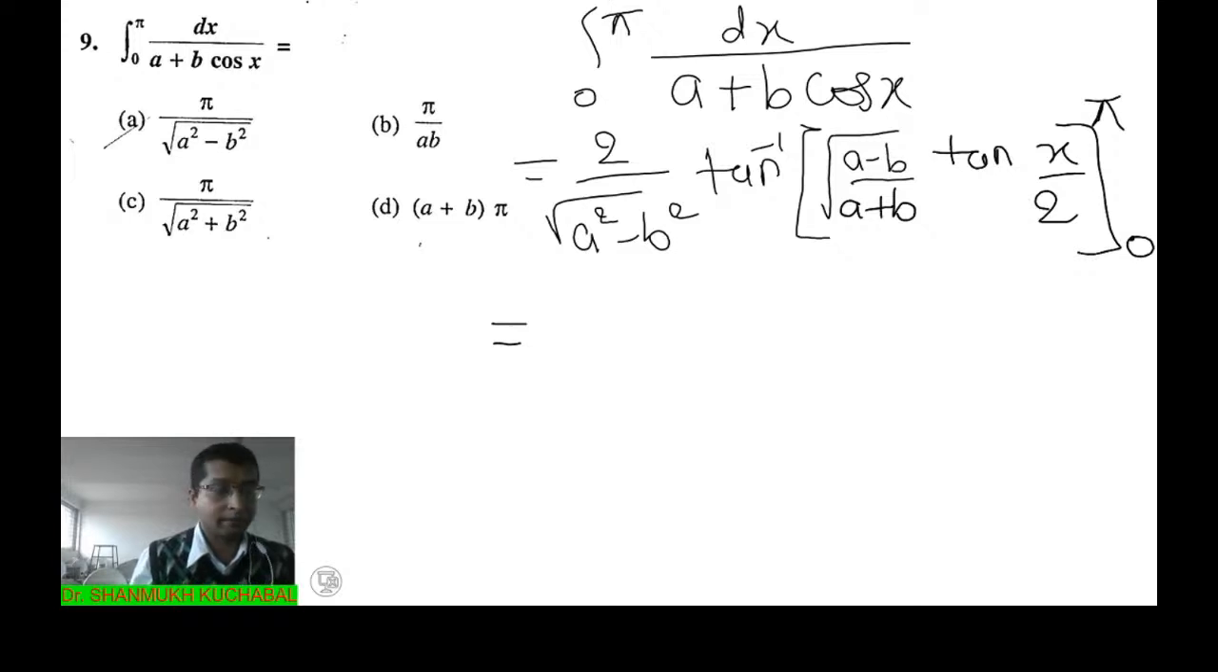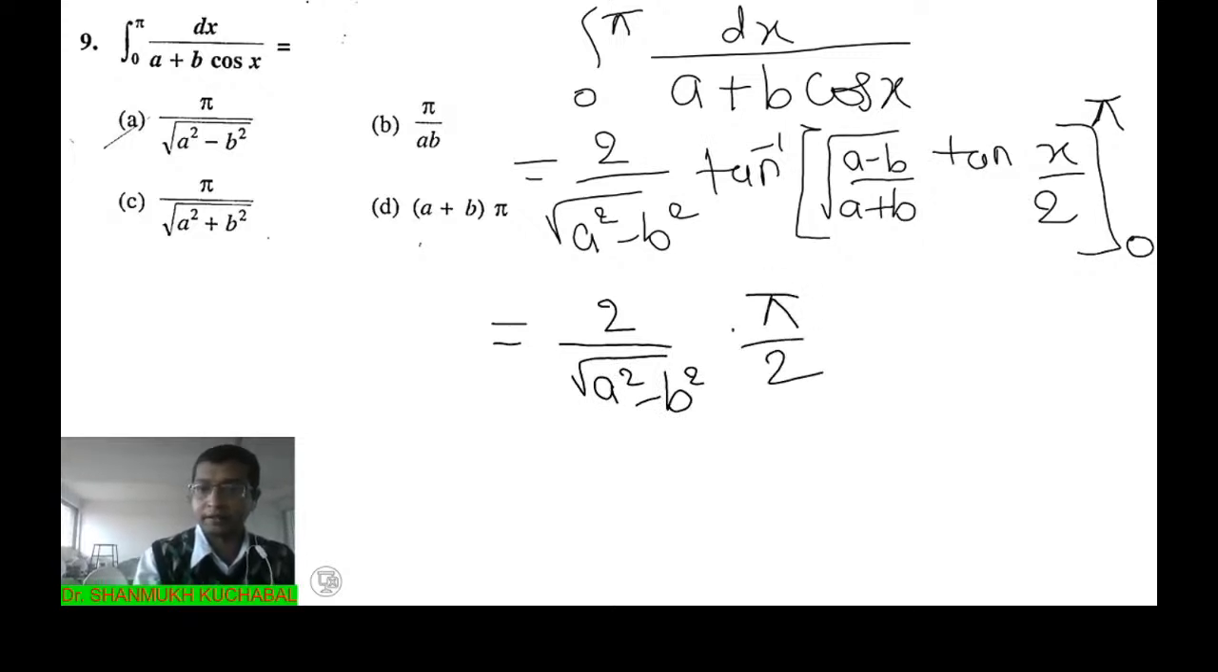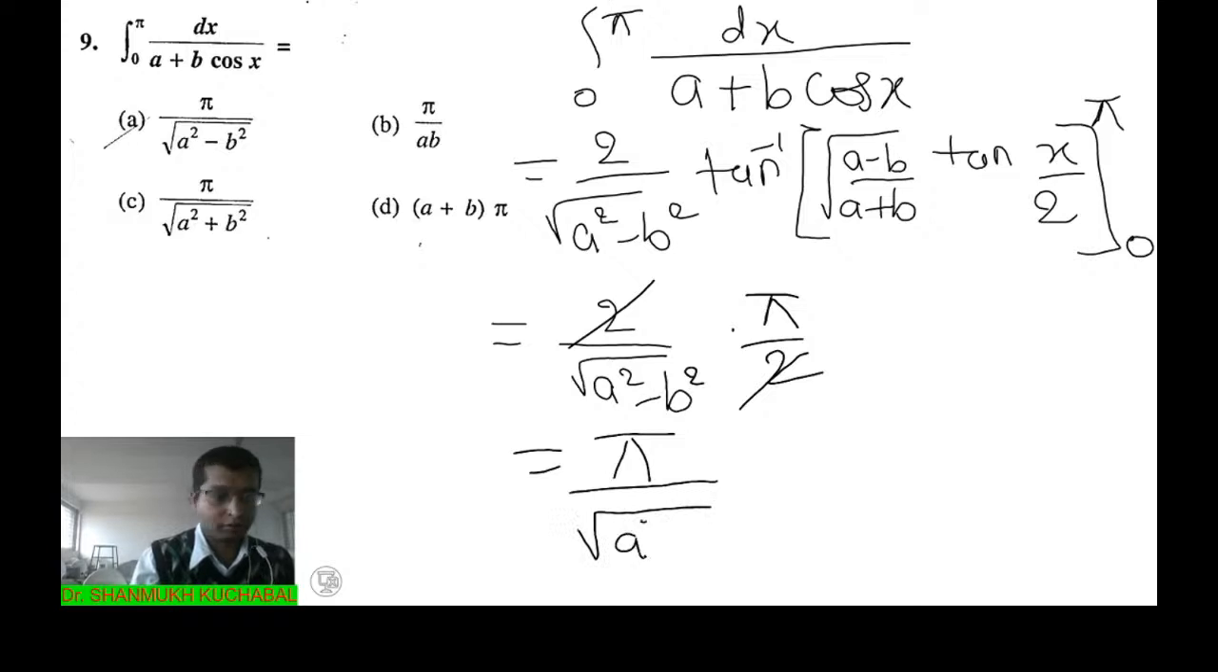So we take the value at x equal to the upper limit, and we get 2 divided by the square root of a² minus b² times π/2, minus 0. Further the 2 cancels. If you simplify this, we get π divided by the square root of a² minus b². Therefore option A, π divided by the square root of a² minus b², is the right answer.